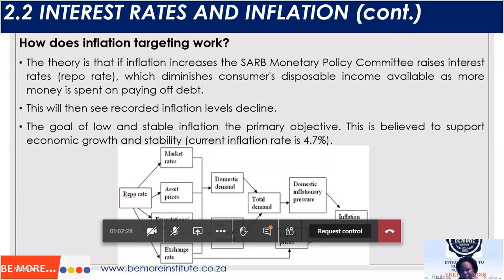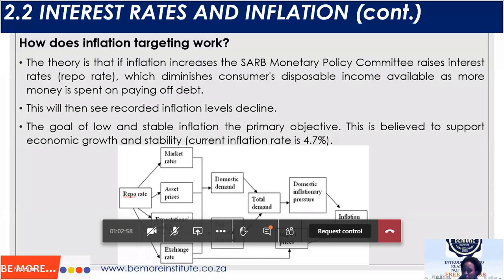So the diagram at the bottom shows you the repo rate. What does the repo rate affect? The repo rate will affect, of course, the commercial market rates that banks charge, and asset prices. If the interest rate goes up, then the affordability of property goes down. Then it means that demand goes down. What happens when demand goes down? The prices are bound to fall.